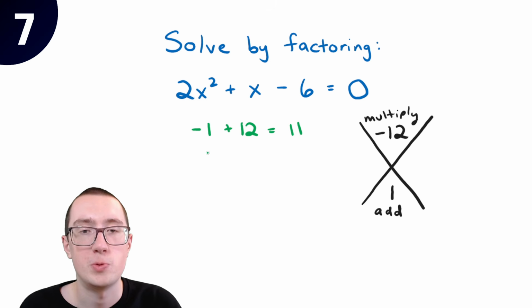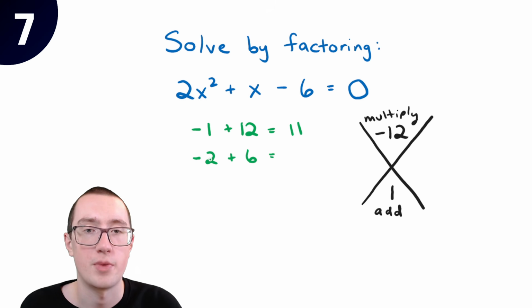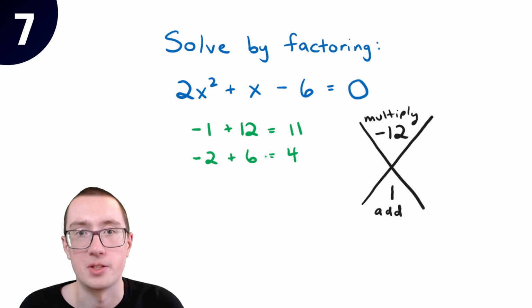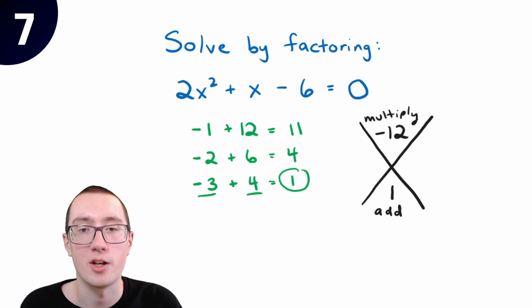This is out. What about 2 times 6? 2 times 6 is 12, and I'm going to put the minus sign on the smaller number because we're adding to positive 1. If we add these together, we get 6 minus 2, which is 4. That's still not what we're looking for, but it is closer. The only other option we have is 3 times 4. 3 times 4 is 12. I'm going to put the minus sign on the smaller number. And negative 3 plus 4 is the same as 4 minus 3, which is 1. And 1 is the number that we're looking for, right? So our 2 magic numbers are negative 3 and positive 4.